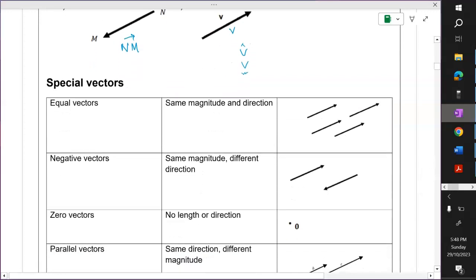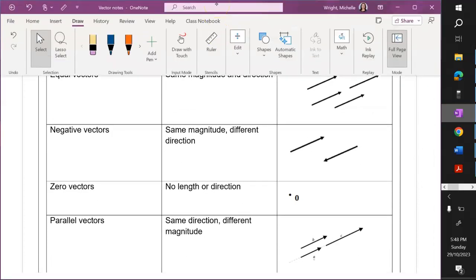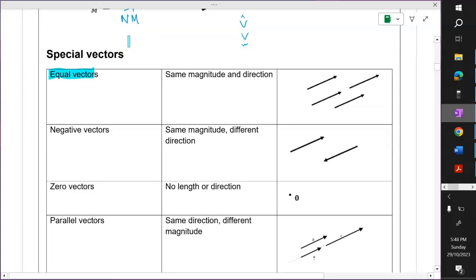Okay, so there's some special vectors we want to have a look at below. The first one is equal vectors. Just might highlight these for you as well. Okay, so this is sensible. If they go in the same direction and they have the same size, they're equal. So the vectors over here are all the same size. They've got the same direction. If we were to pop a north, east, south, and west plane on each of those, they would be the same direction. But they don't have to be overlapping each other. We're just looking at magnitude and direction.